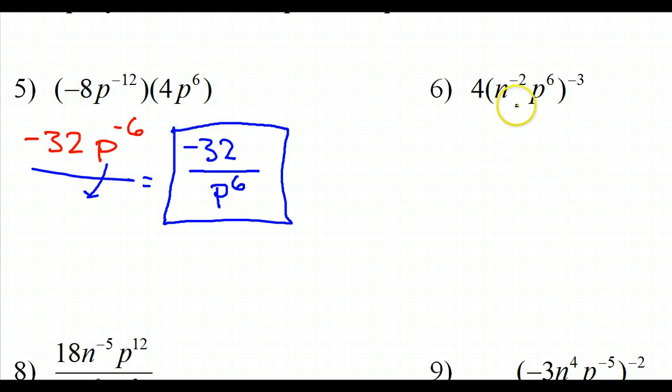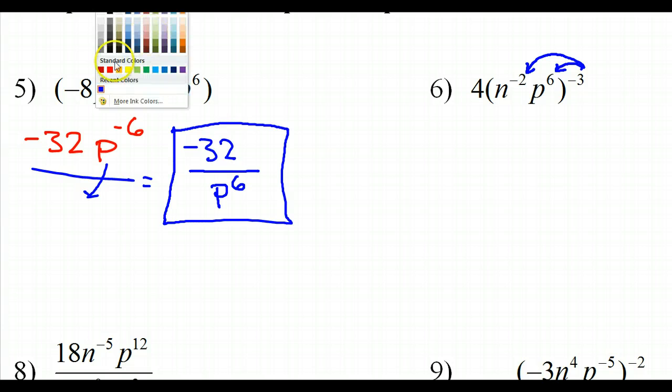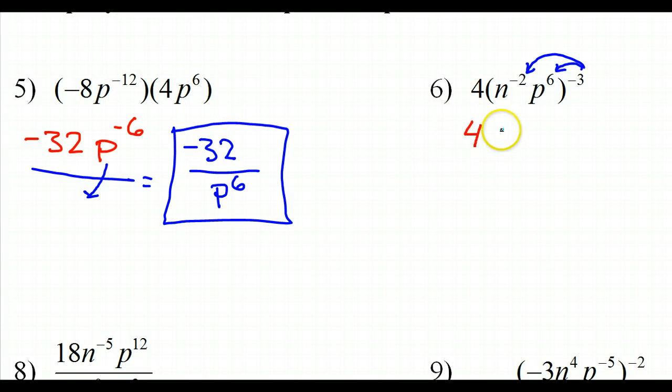All right, looking at number 6. Notice that this 4 is not in the parentheses. So this 4 will not be affected by the negative 3 power. This is that situation where we have a power to a power. So this is when you multiply. So this will be multiplied by both of these exponents. So this 4 is just going to sit here for a moment. Okay, so I'm going to have the 4 still there. But multiplying, I'm going to get n to the 6th power, and then p to the negative 18th power.